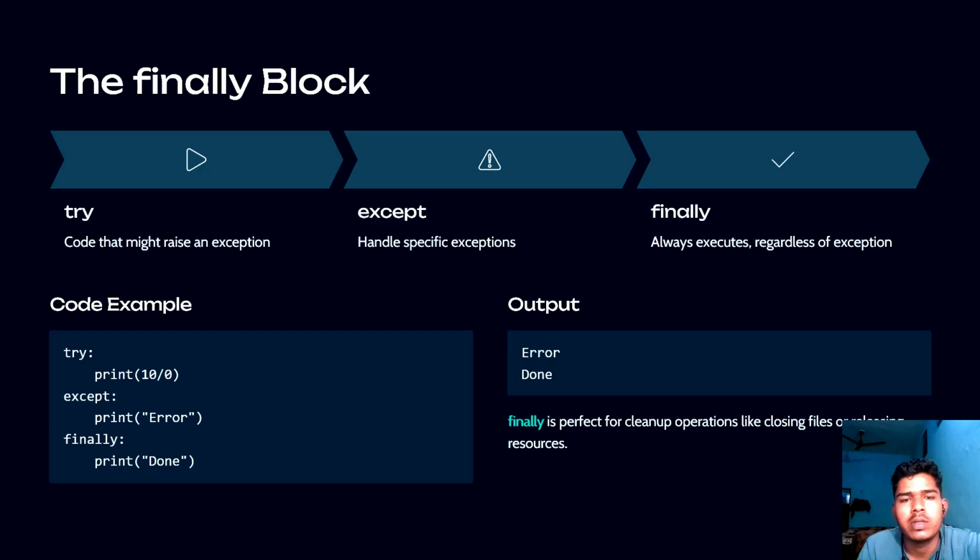The next one is the finally block. Try is the code that might raise an exception. Except handles specific exceptions. Finally always executes regardless of exceptions. For example: try: print(10 / 0), except: print("Error"), finally: print("Done"). Then we get the output: Error, Done. Finally is perfect for cleanup operations like closing file resources.